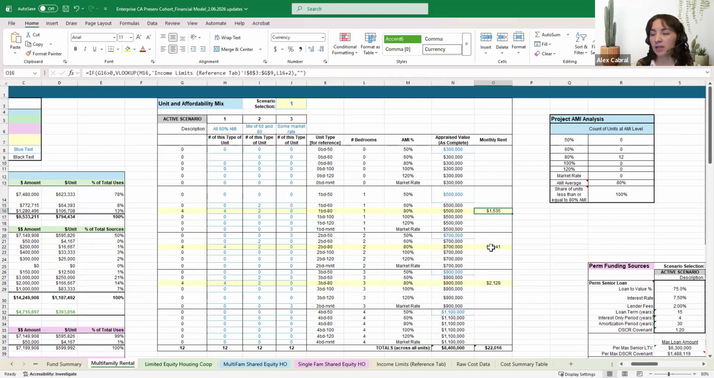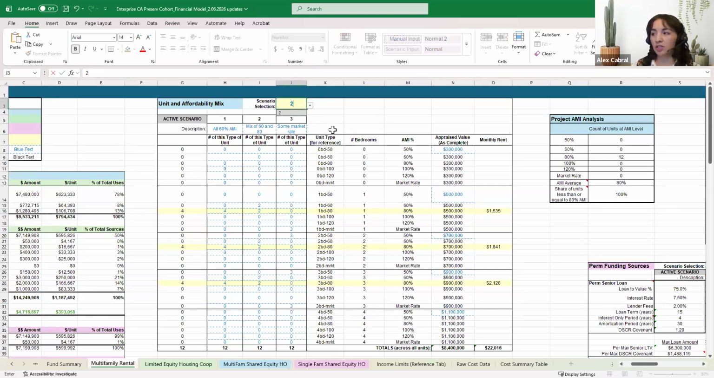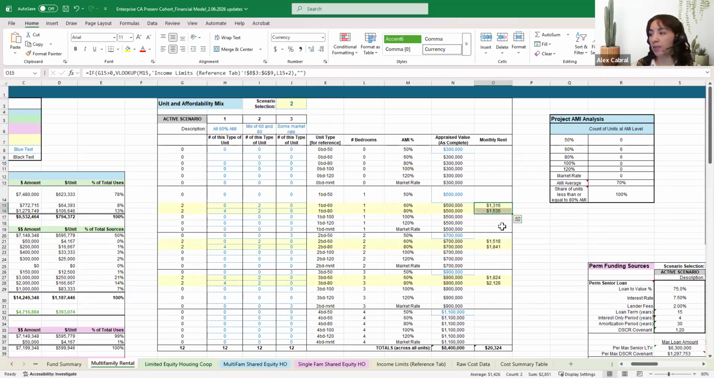You can also see that once I've filled in the one bedroom at 80% AMI, these are automatically populating with the rent levels that I filled in the income limits tab. So as I change, for example, if I change to scenario two, you can see that it will automatically populate. Anytime I have a unit in the active scenario tab, the rent will automatically populate, and this rent will help me calculate the gross income for the property when we get to that point.